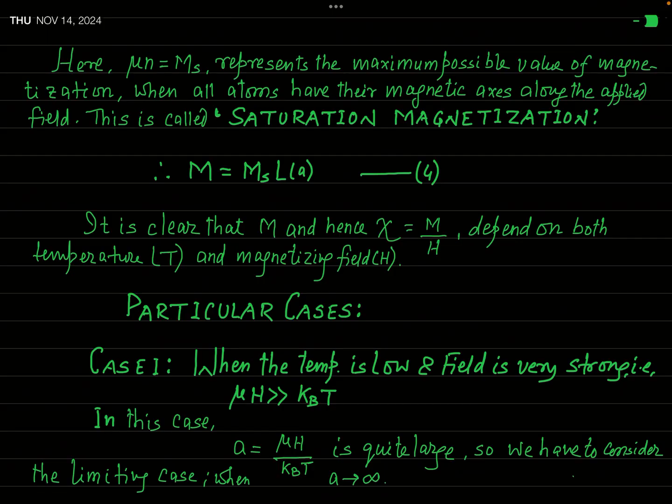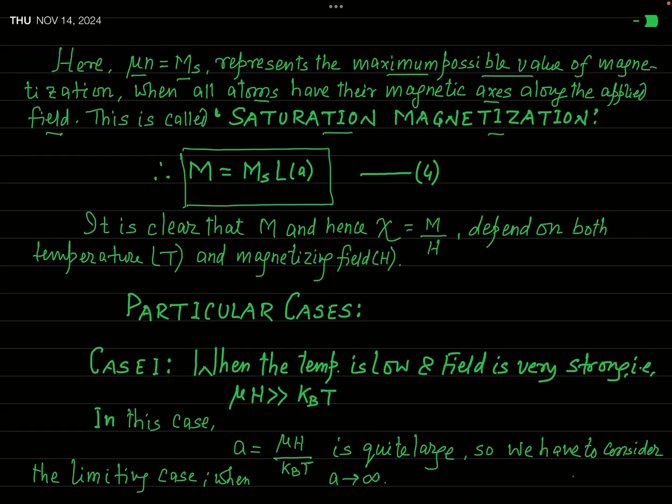As you can see, I have written here that this mu n is equal to Ms, and it represents the maximum possible value of magnetization when all atoms have their magnetic axis along the applied field. This is called saturation magnetization. So if you write Ms instead of this mu n, then M is equal to Ms times L of a. I think we have clearly understood what this Ms is and when it will occur.